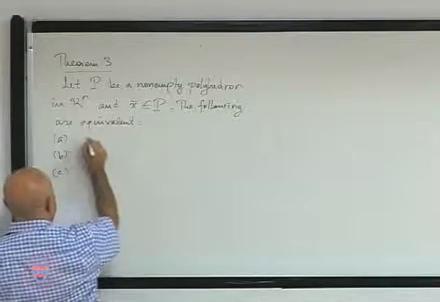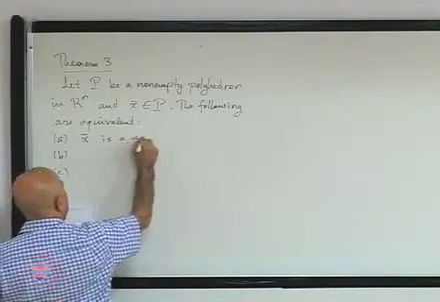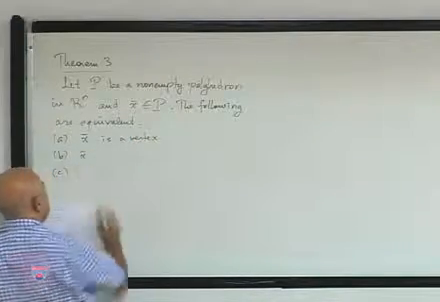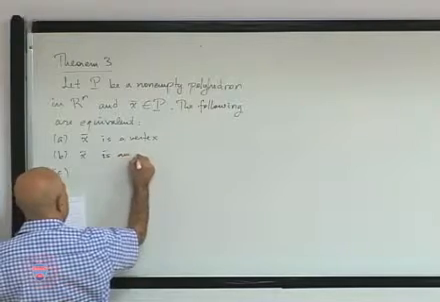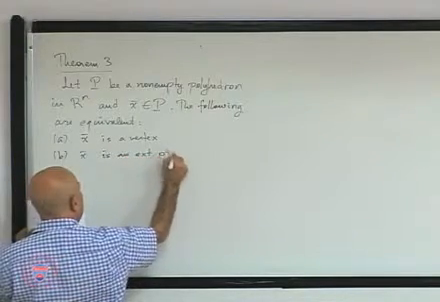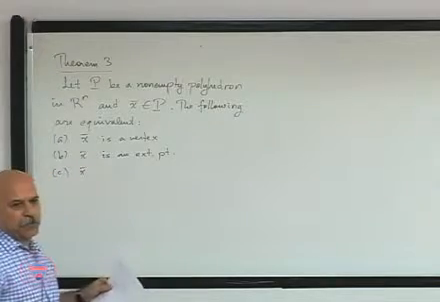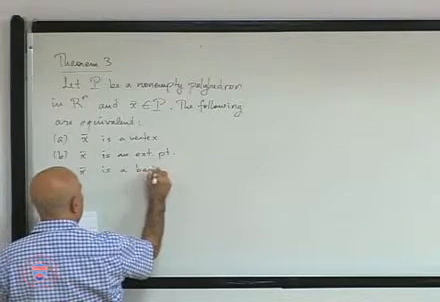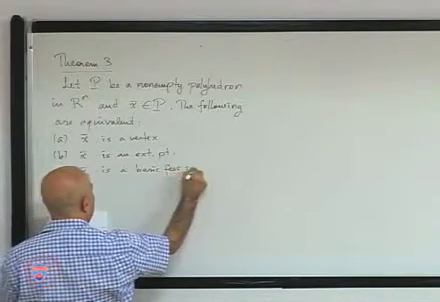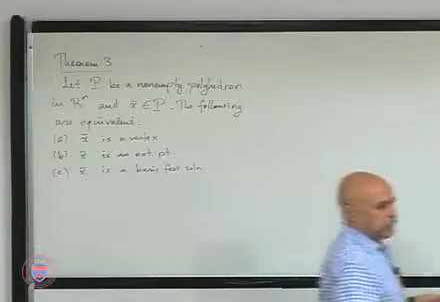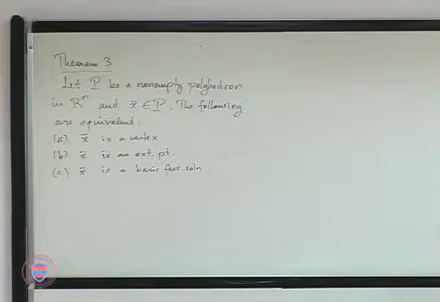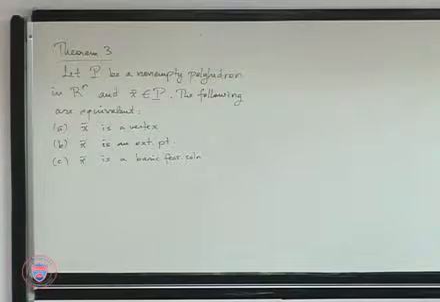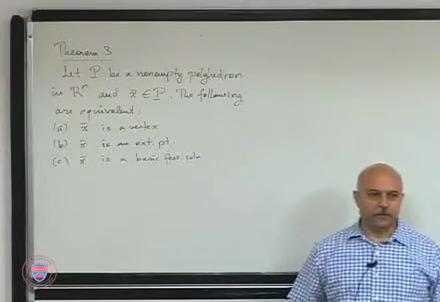A, X bar is a vertex of P. B, X bar is an extreme point of P. And part C, X bar is a basic feasible solution. So, the properties of being a vertex, an extreme point, or a basic feasible solution are all equivalent properties. Of course, to believe that, you need to prove these things.